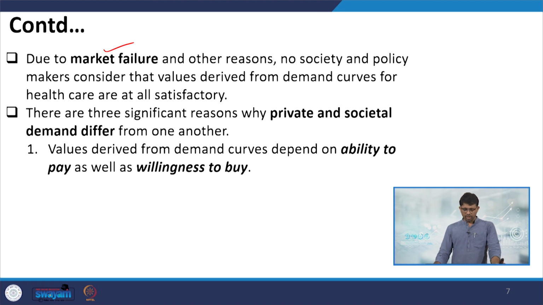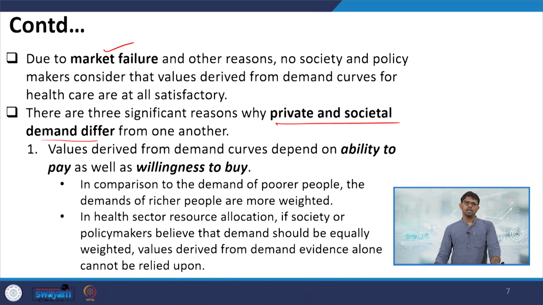So, now we are trying to define why private and societal demand differ. It is, first, because of the ability to pay as well as willingness to buy. In comparison to the demand of poorer people, the demands of richer people are more heavily weighted. In health sector resource allocation, if society or policymakers believe that demand should be equally weighted, values derived from demand evidence alone cannot be relied upon.